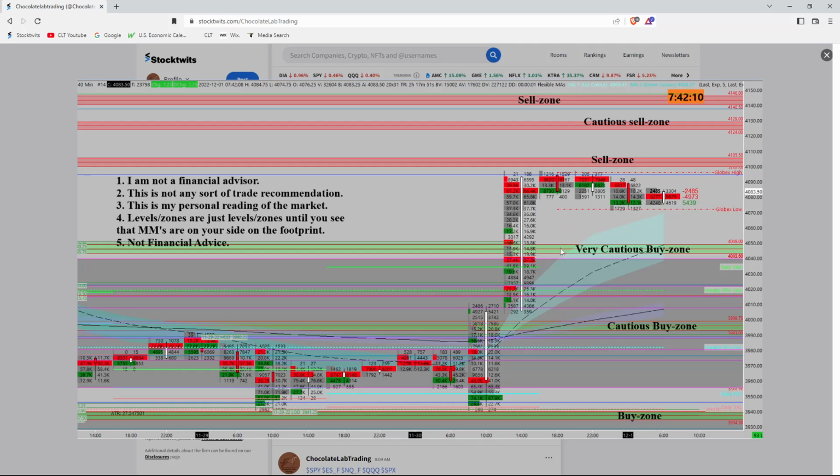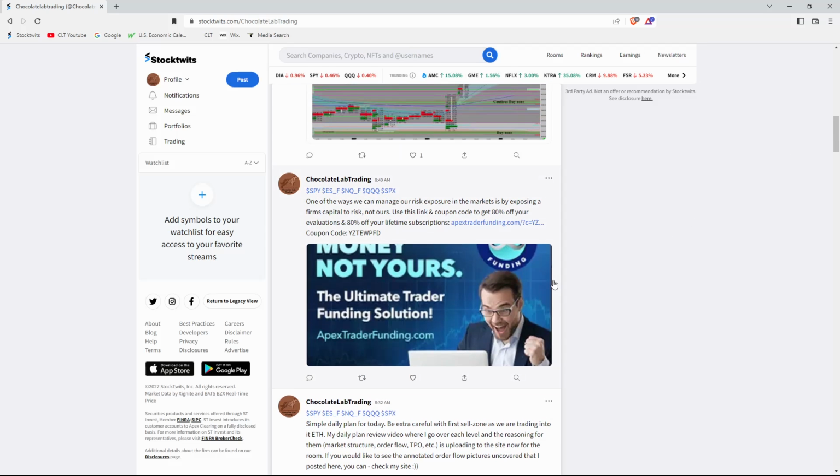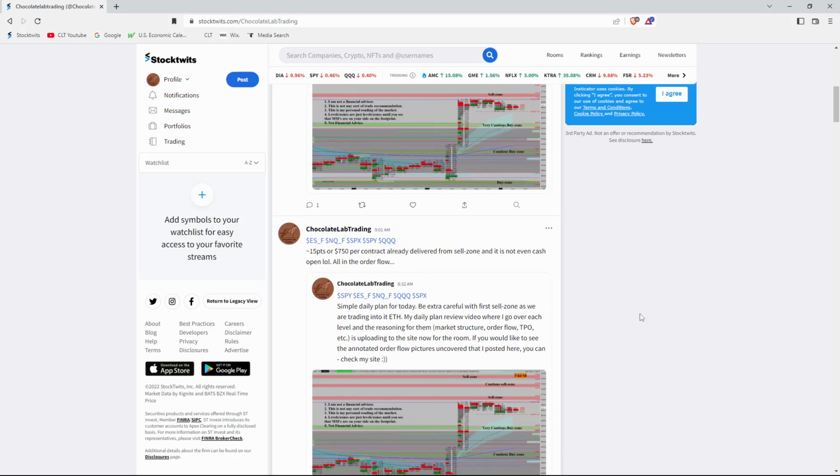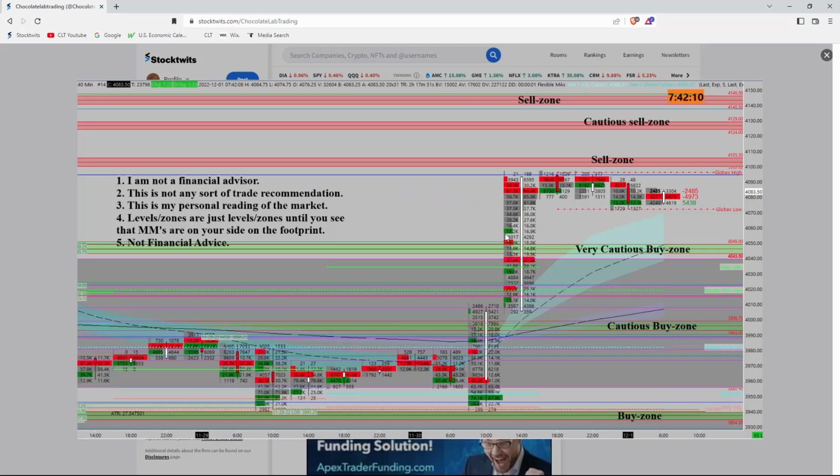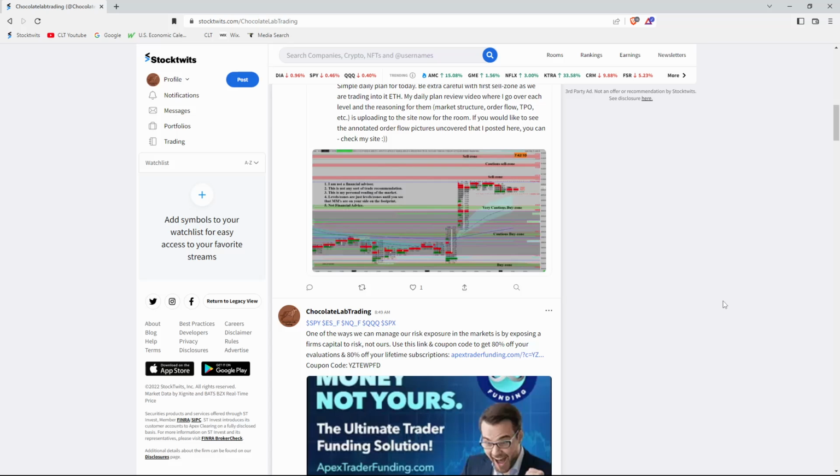So here's today's daily plan. Pretty simple and worked out pretty well. Before getting into the actual order flow, we'll check it out. But this sell zone did provide the high of the day.